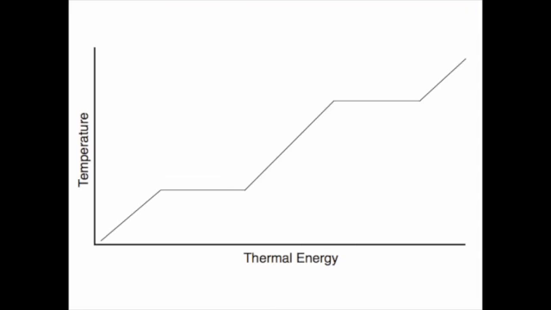You've seen this diagram before, but let's get a little more specific with it. In this first region is where we would have a solid. In the second positively sloping region, we would have a liquid. And in the third, we would have a gas.